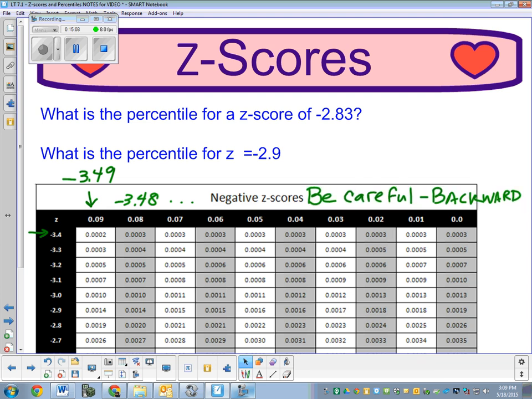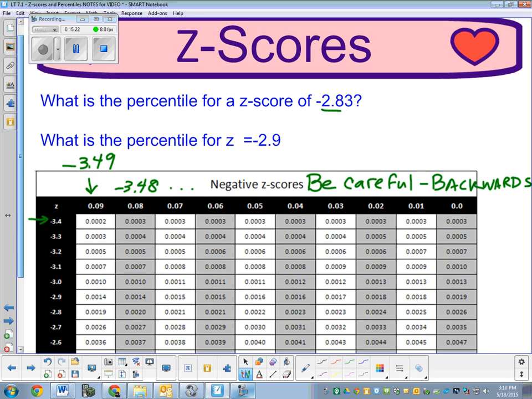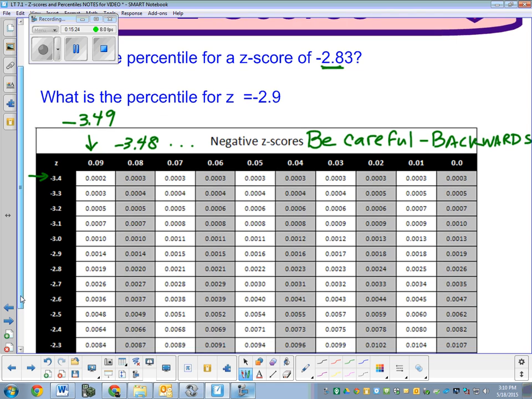So that's a little note and reminder to yourself to be careful how you look things up on the score sheet on the negative side. So let's do the first one together. Negative 2.83. I'm going to scroll down to the negative 2.8. I'm going to look those digits up first. Negative 2.8. And then I'm going to go all the way over to the 3 column. And there's the percentile for negative 2.83.